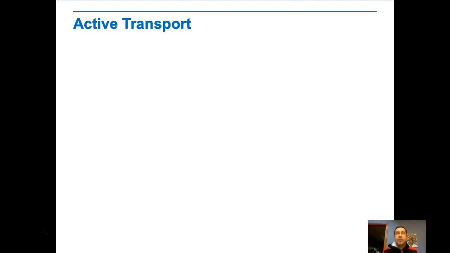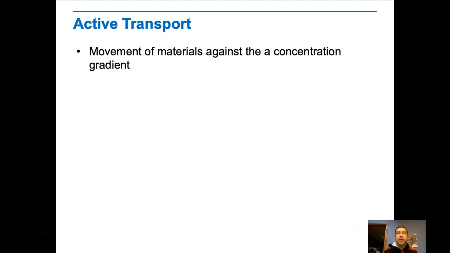Active transport is similar to diffusion or passive transport, except it requires energy in the form of ATP. And it moves materials against the concentration gradient. It takes them from where they're in lower concentration and moves them to where they're already in higher concentration.